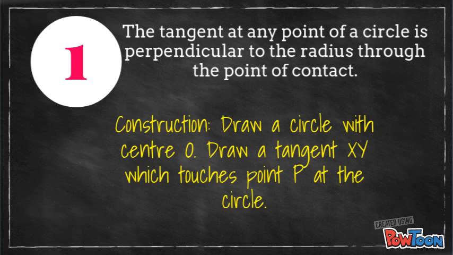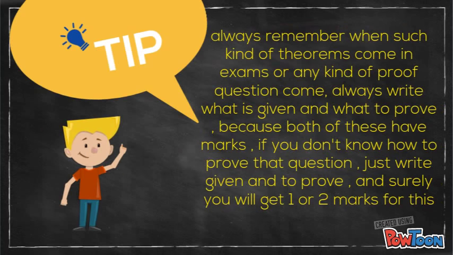Always remember, when such kind of theorems or any kind of proof question come in exams, always write what is given and what to prove, because both of these have marks. If you don't know how to prove that question, just write given and to prove, and surely you will get 1 or 2 marks for this.